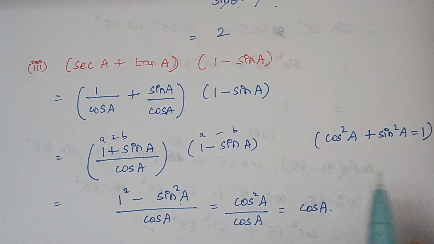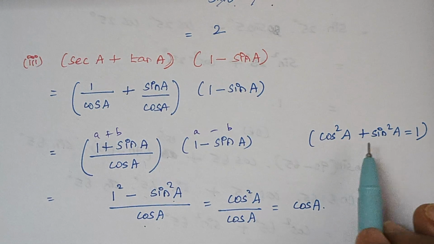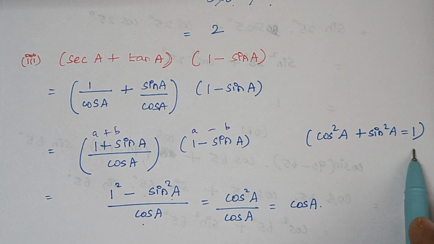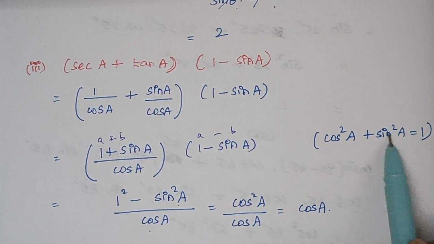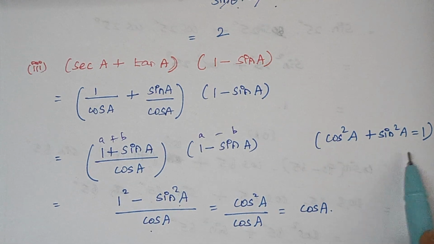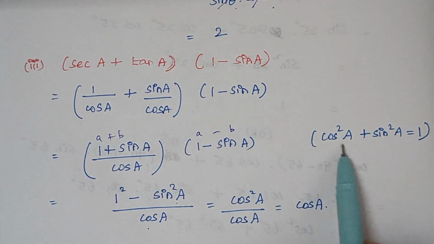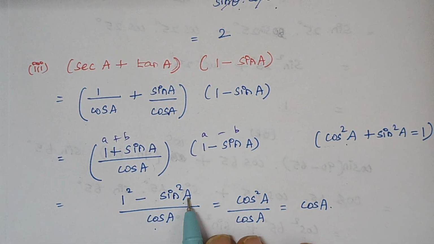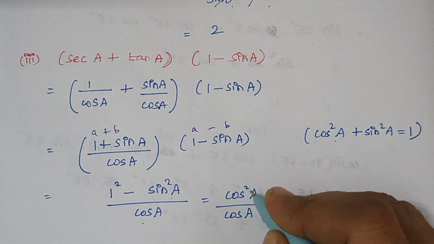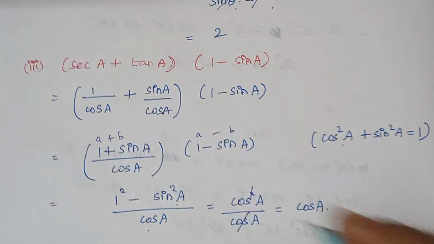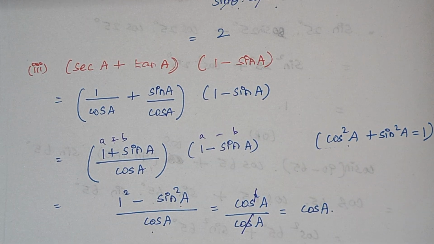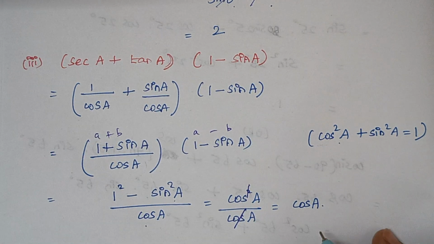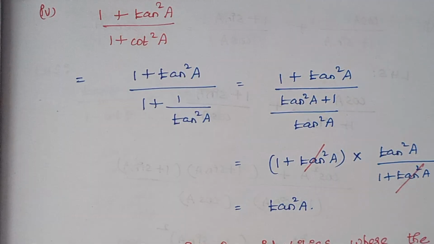So what is the identity? You see cos square A plus sin square A is equal to 1. So when you move this sin square A to the right hand side, that becomes 1 minus sin square A, which is nothing but cos square A, right? So here 1 minus sin square A is replaced by cos square A, and again cos A and cos A cancel each other and finally we are getting the answer as cos A, right?